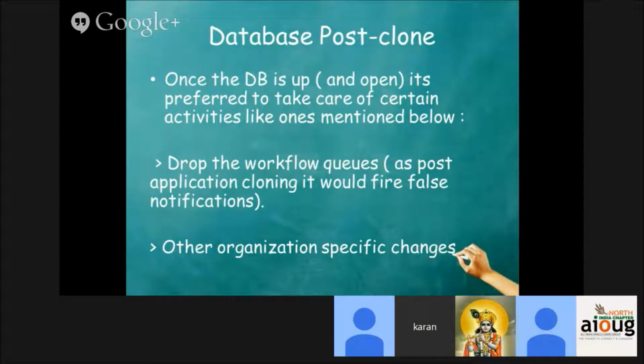We need to drop the workflow queues because in certain scenarios, once you clone the application, the workflow mailer starts and it starts sending repetitive duplicate mails to the end users. The end users may not know if it is coming from a cloned instance or from the production instance, which can actually cause havoc. So we should always ensure that the queue dropping is done if you are using workflow.